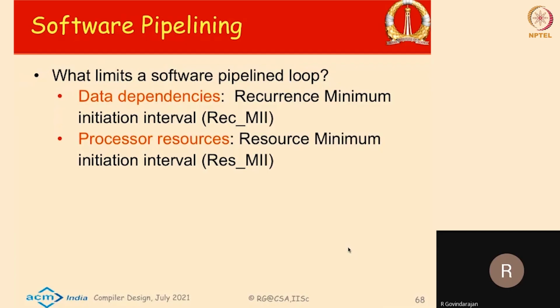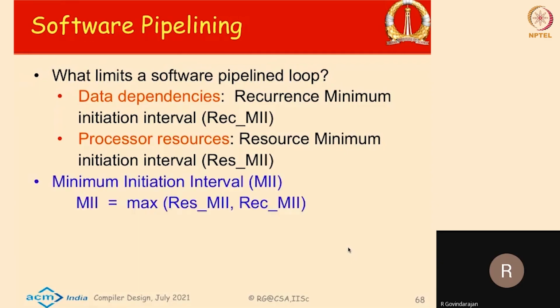For example, dependence constraints would say that no matter what, you cannot have an initiation interval less than 4 for this particular loop. Similarly, the resource constraint can say that no matter what, you cannot have an initiation interval less than 5 for this graph, based on the resources that you have. Then the minimum initiation interval would be the maximum of these two, 4 and 5, which would be 5. So that is how your minimum initiation interval is defined.